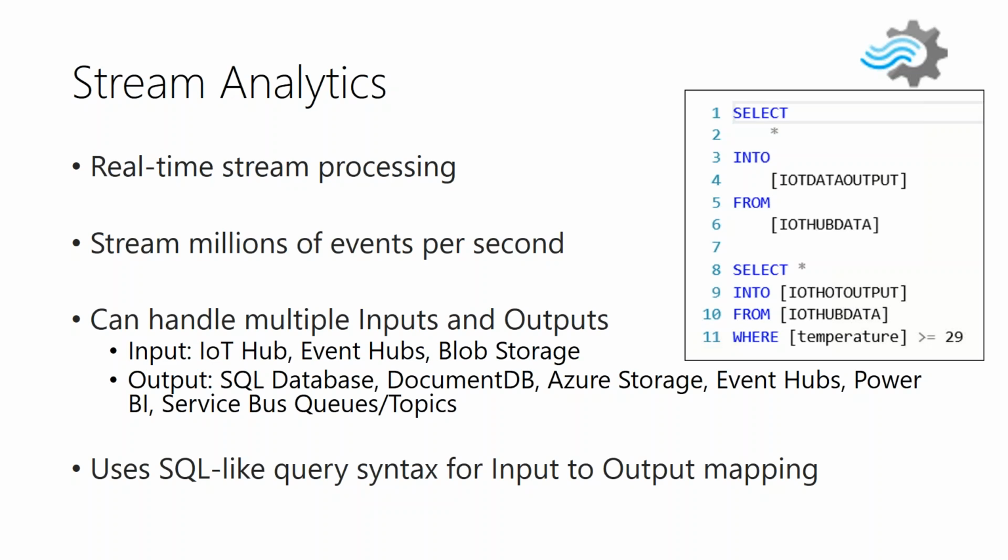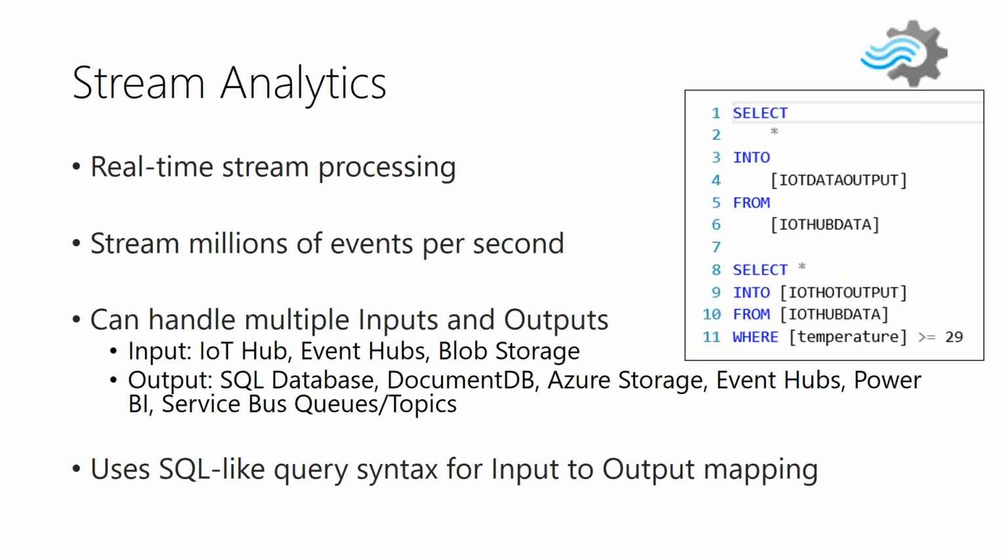So maybe we have one input that's the IoT Hub data, and then we're outputting data for hot and cold data paths, maybe Cosmos DB on one side and maybe Service Bus queues on another. In the same Stream Analytics job, we can run two queries to map the data. This is a very simple query: select all data from IoT Hub data into IoT data output. So maybe we just want to output all of our data to, say, Cosmos DB and just log it for historical purposes, audit purposes, batch processing.